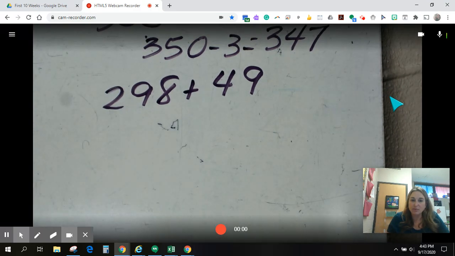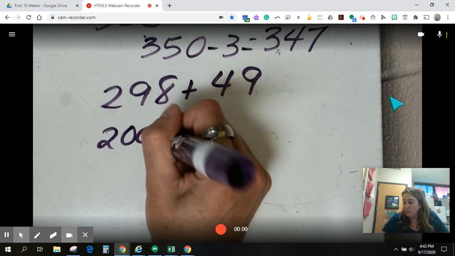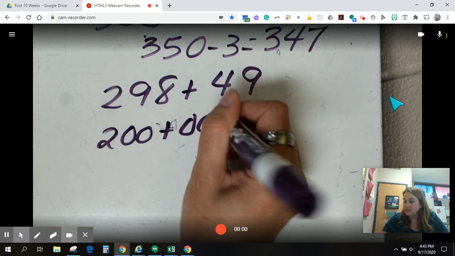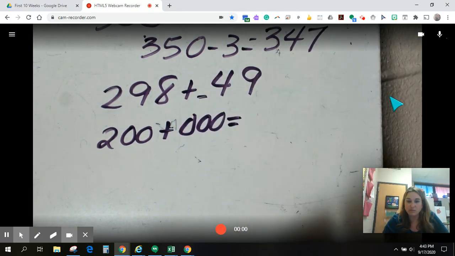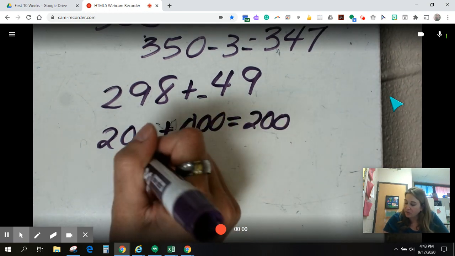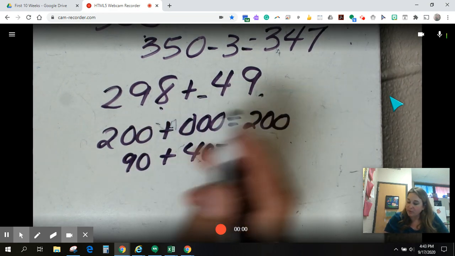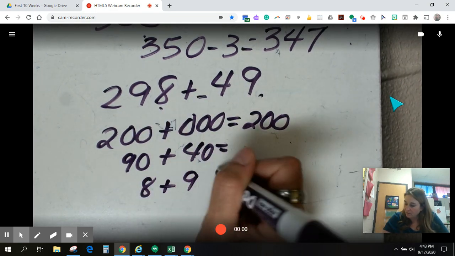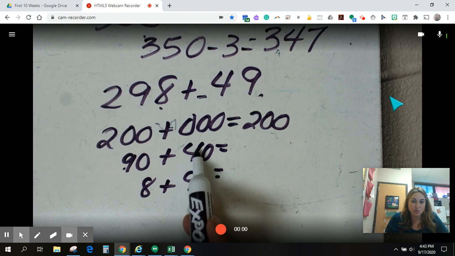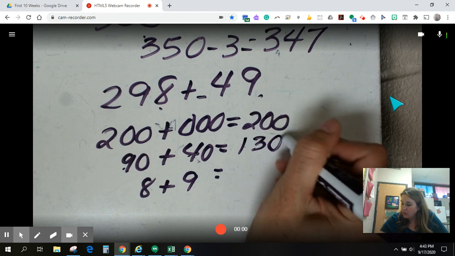Okay, so 298 plus 49. So remember, when you're using place value strategies, it's super important for your organization. So there are no hundreds. We see no hundreds there. So we've got 200. Then I've got 90 plus 40. And then I've got 8 plus 9. And I know 9 plus 1 more is 10. Then the 3 more out of the 4, that's going to get me 13. But that's in the tens place, so that's 130.